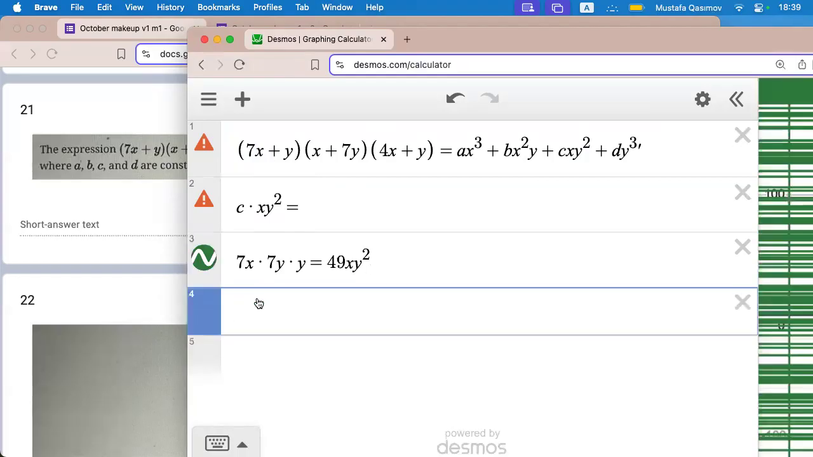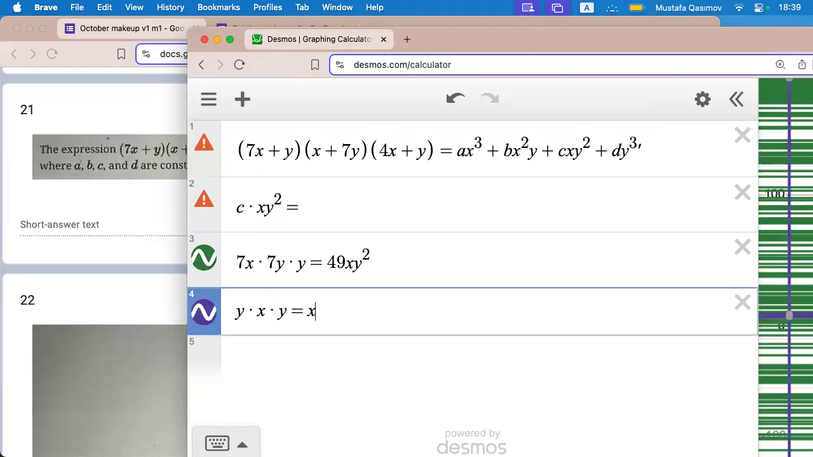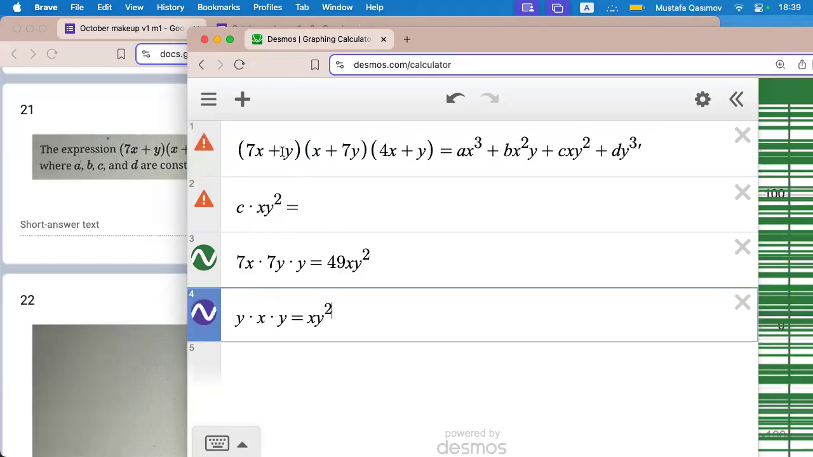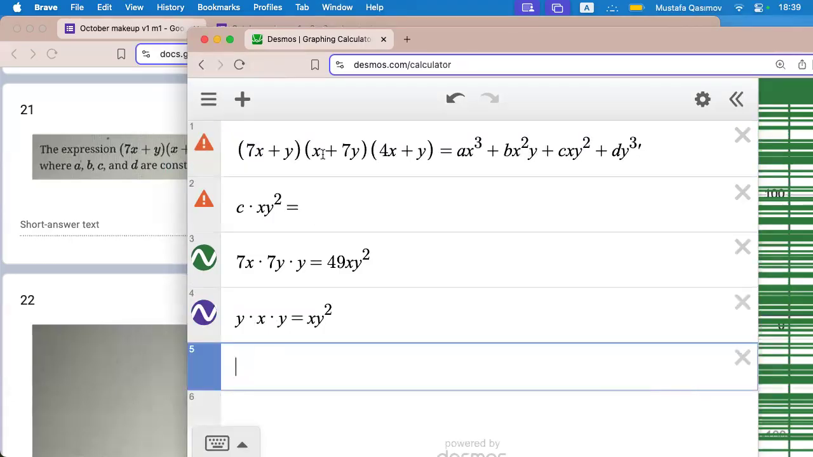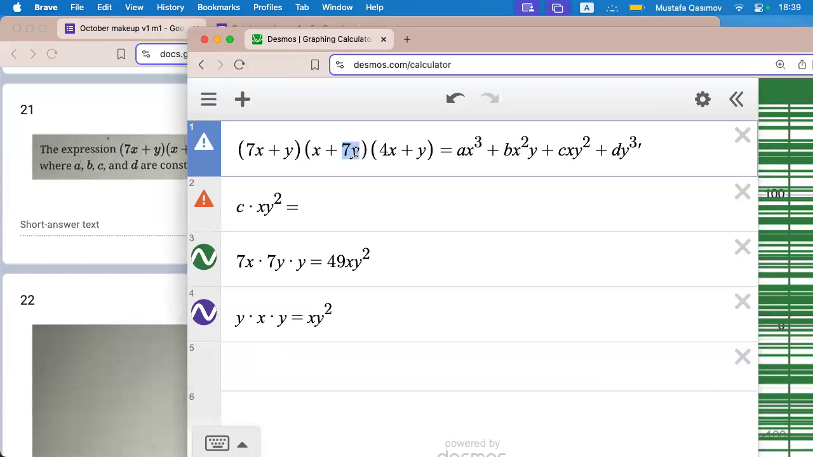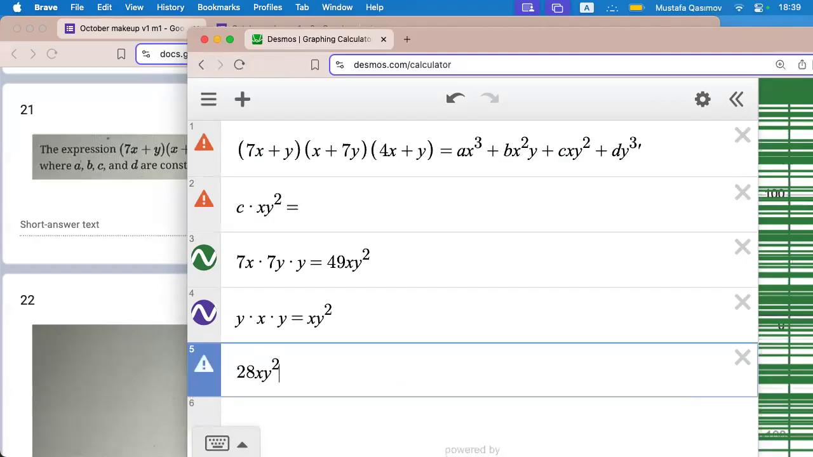Then we can get it like this: y multiplied by x multiplied by y. It will be y, x, y. So it is just y, x, y. So it is xy squared. And last one, y, y, x. So it is 28x squared. Then you have to find its sum, and its sum will be equal to 78 xy squared, and the answer is 78.